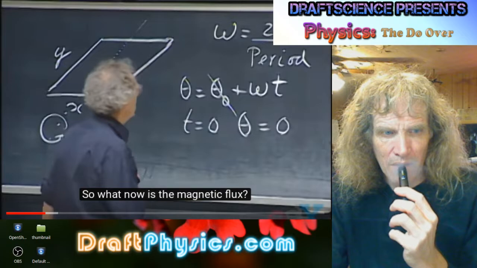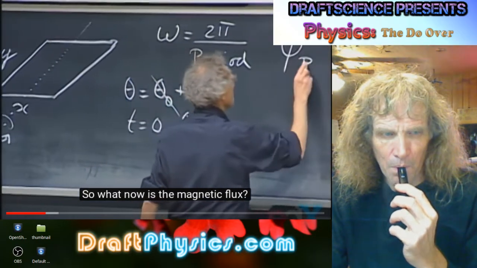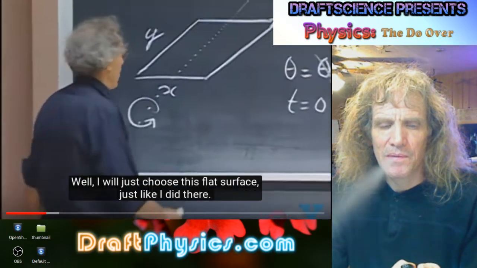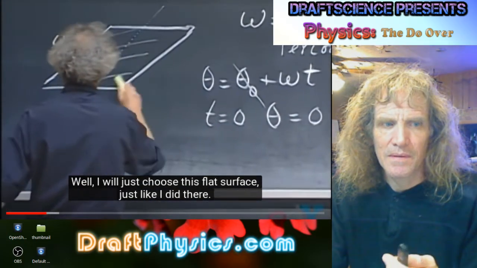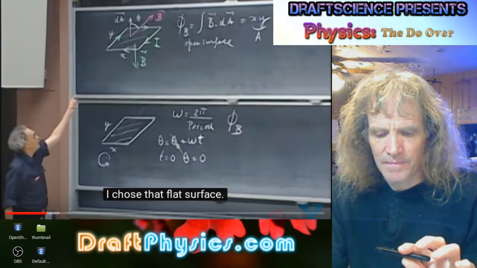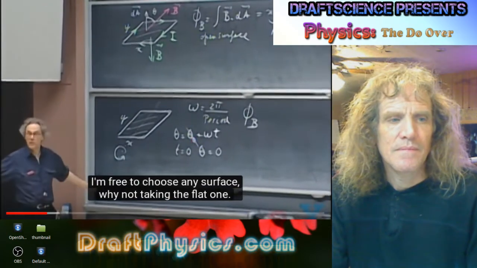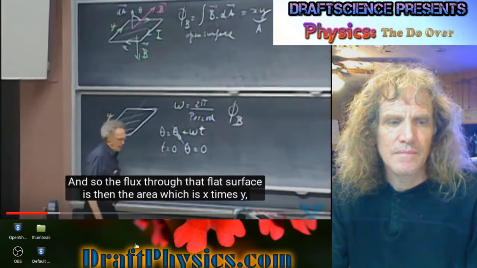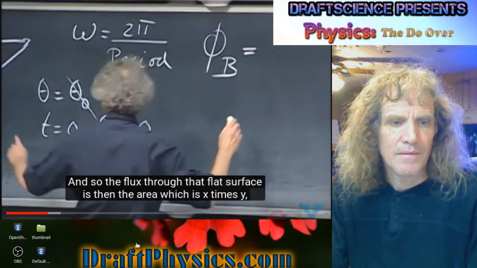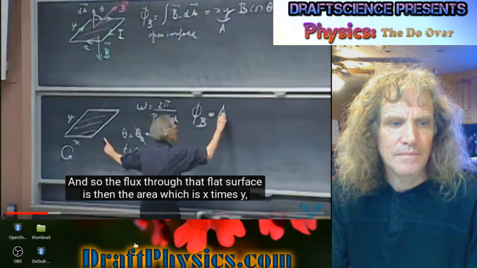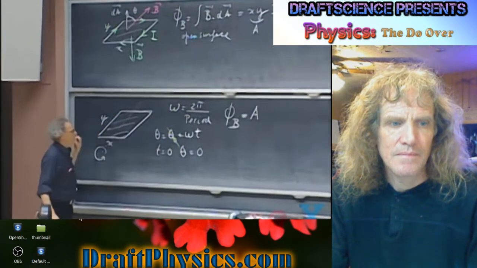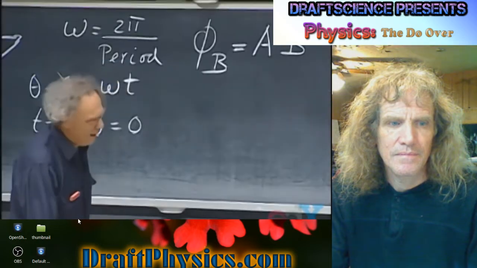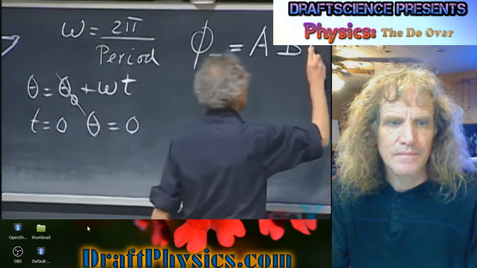So what now is the magnetic flux? This is my loop. I have to commit myself to a surface. Well, I will just choose this flat surface, just like I did there. I'm free to choose any surface, so why not take the flat one? The flux through that flat surface is then the area, which is x times y, the area of this loop, times the magnetic field, times cosine omega t.